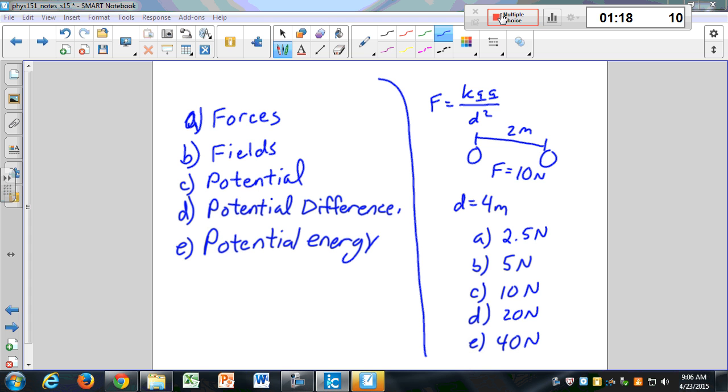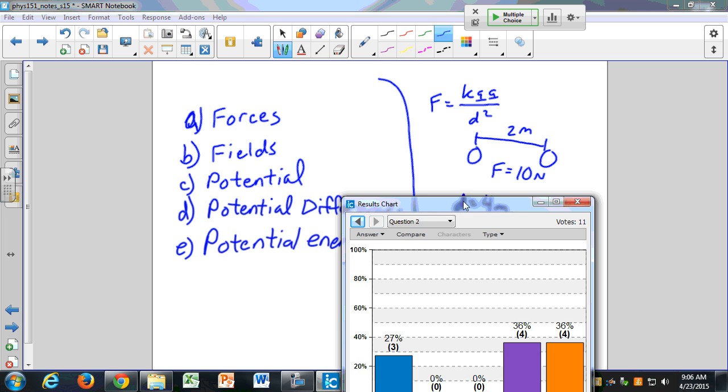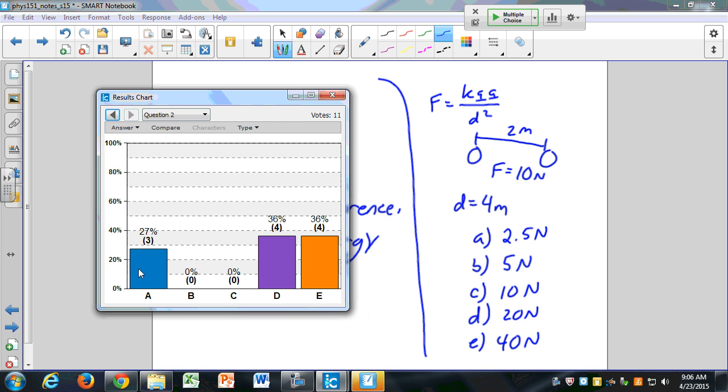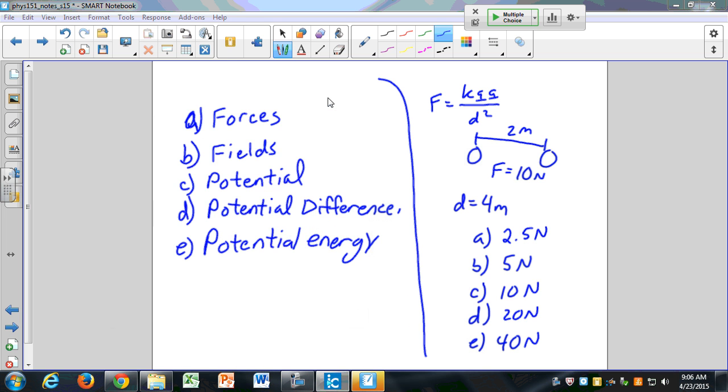All right, I'm going to stop at 125. Oh yeah, we're all over the place here. So A is the right answer. If I increase D, what I'm doing here is I'm doubling this number, going from 2 meters to 4 meters. Because D is squared, that really means I'm having a 4 in the denominator. So I'm going to take a quarter of the original force. Where it was 10 newtons, now it's going to be 2.5 newtons.